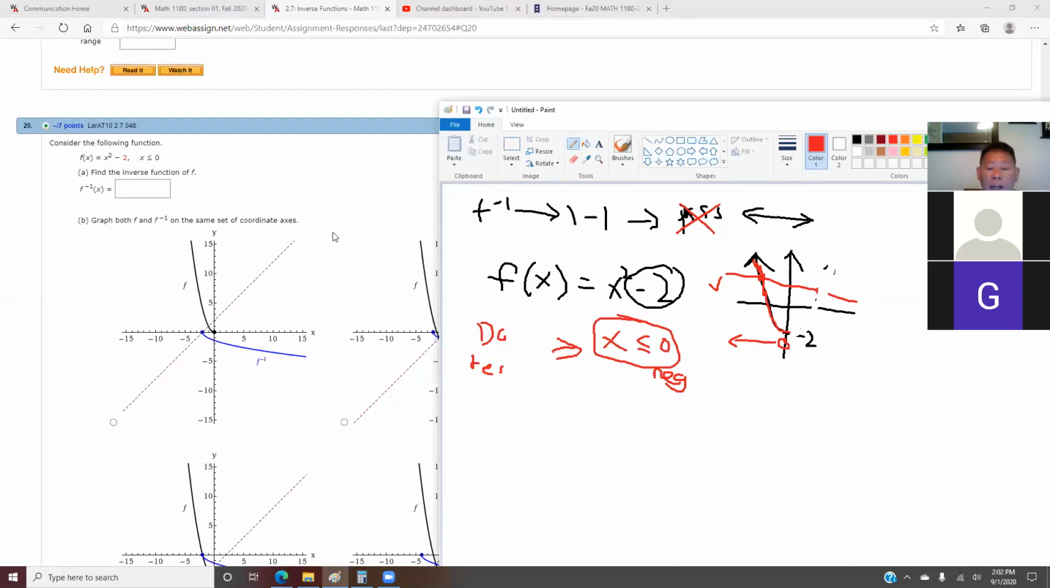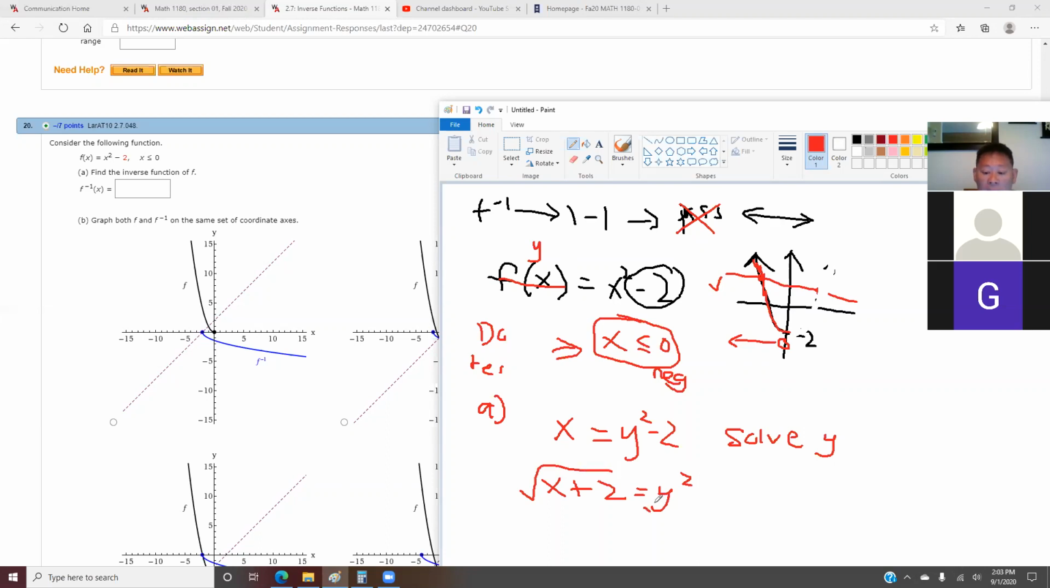So how do you find the inverse function? The part is asking us to find it. First, you have to change your f of x to become y. Then you interchange your variables, so your y will become x and your x will become y. And you solve for y. How do you solve for y in this case? I add 2 to it, and then I take the square root of it.